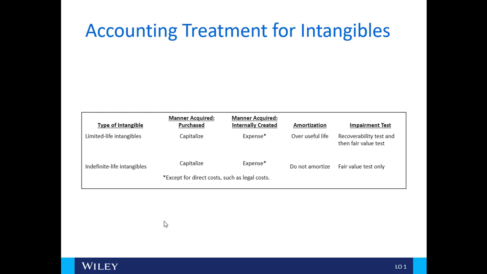So here's just an overview. If an intangible has a limited life and you purchased it, you're going to capitalize it, right? And if it's got a limited life, you're going to amortize it over the useful life. If it has an indefinite life and you purchase it, you're going to capitalize it, but you're not going to amortize it. Now, if you acquired it by creating it from scratch, then you expense it over the times that you spent money to develop that patent.